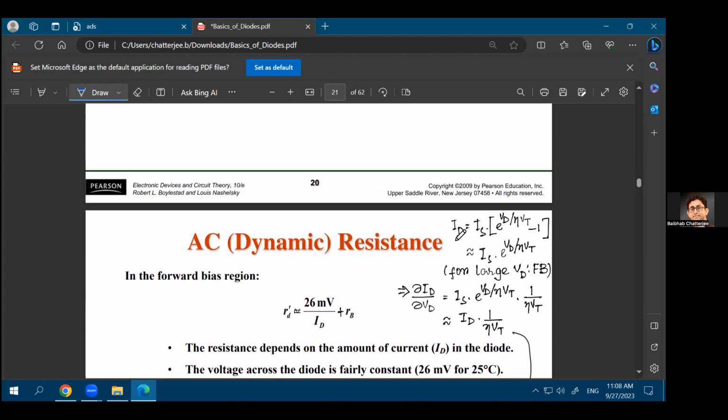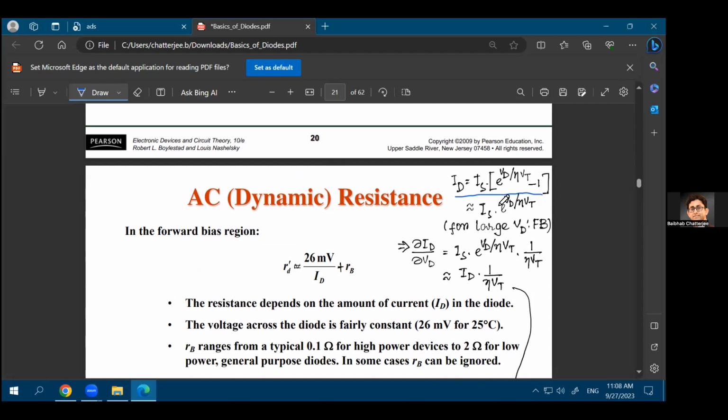So if you go back to your ID equal to IS times e to the power VD divided by eta VT, minus 1, this equation, and you can, let's say you're just considering it for forward bias condition, which means you have a large VD.